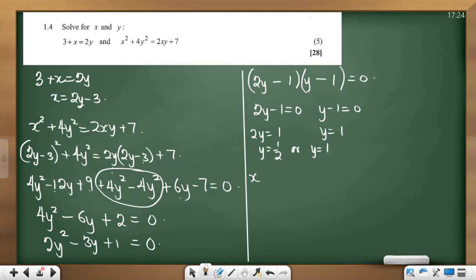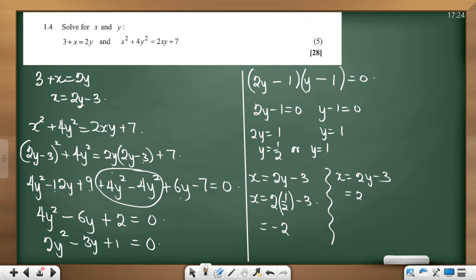But we need to solve for x. x equals 2y minus 3. All right, I'm going to start with the half one. 2 times half would give me 1, minus 3, and that will be minus 2. And then x equals 2y minus 3, 2 into bracket 1, minus 3, and that will give me minus 1. Remember, you must have 4 answers. I hope we are good. Minus 2 and minus 1 for x, minus 1 and half for y.